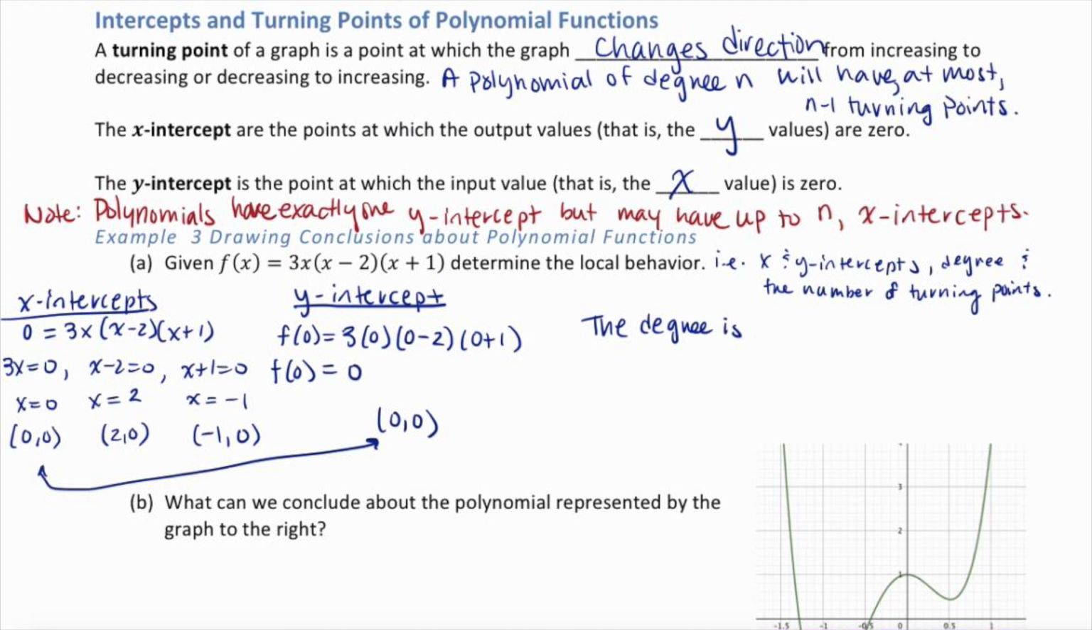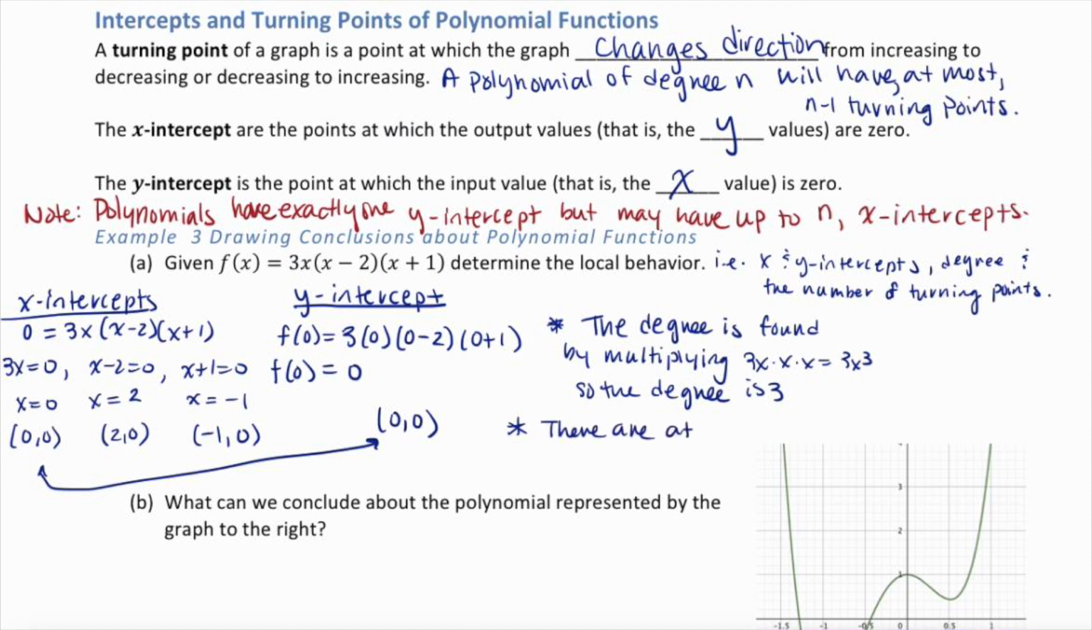The degree is found by multiplying 3x times x times x, which is 3x cubed. So the degree is 3. This tells me that we have at most 3 minus 1, or 2 turning points. So there are at most n minus 1 equals 3 minus 1 equals 2 turning points.